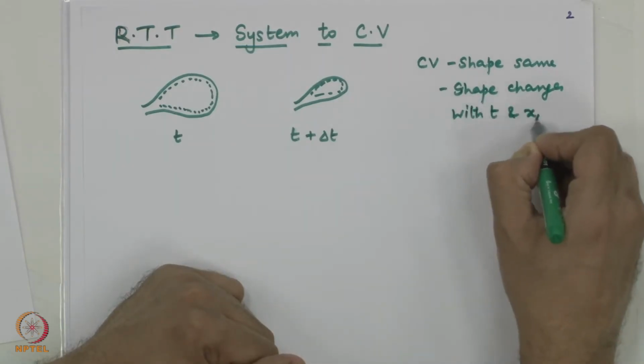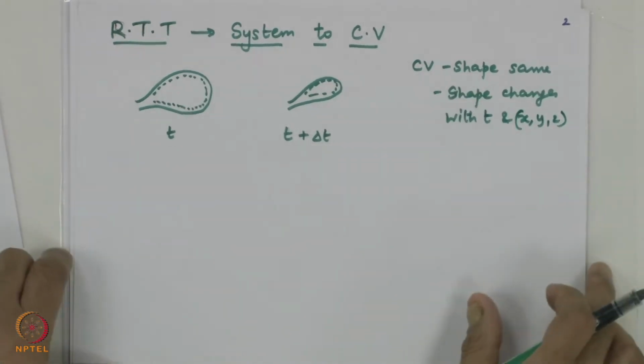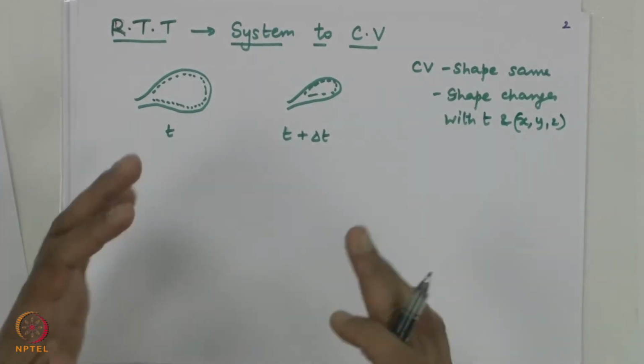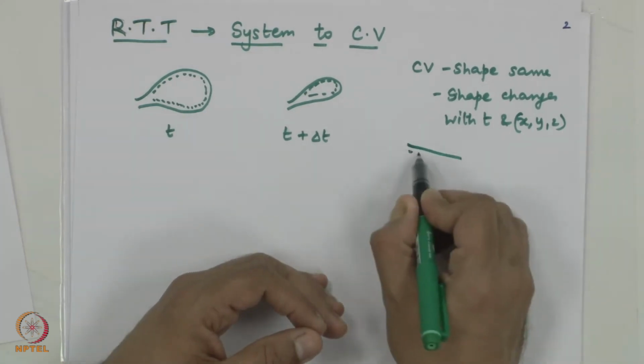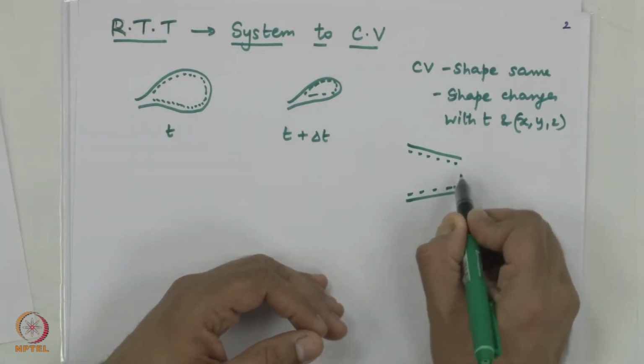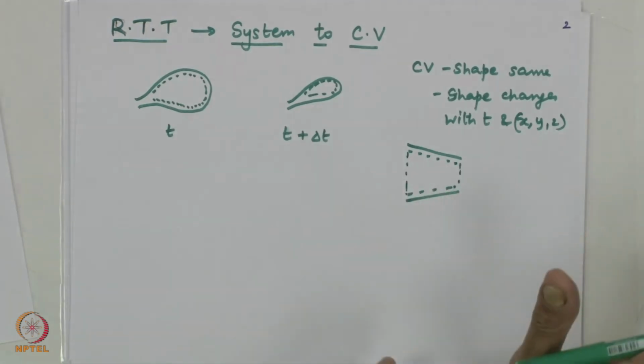Time t and position x, y, z. So as the balloon goes up, its shape also changes, and with time also it is changing. In engineering control volumes, if you are talking of flow through a nozzle, nothing is changing, the shape is not changing with respect to time or position. So this is a control volume whose shape remains intact.